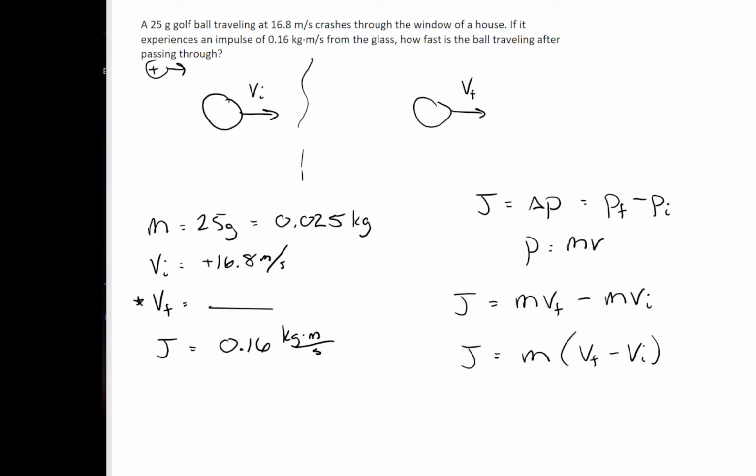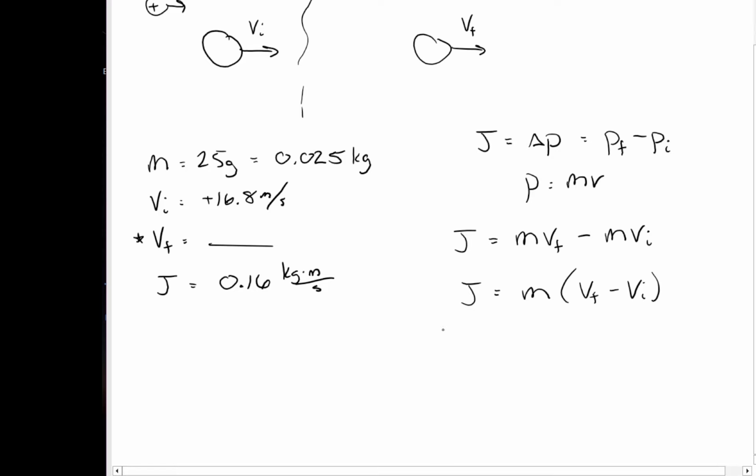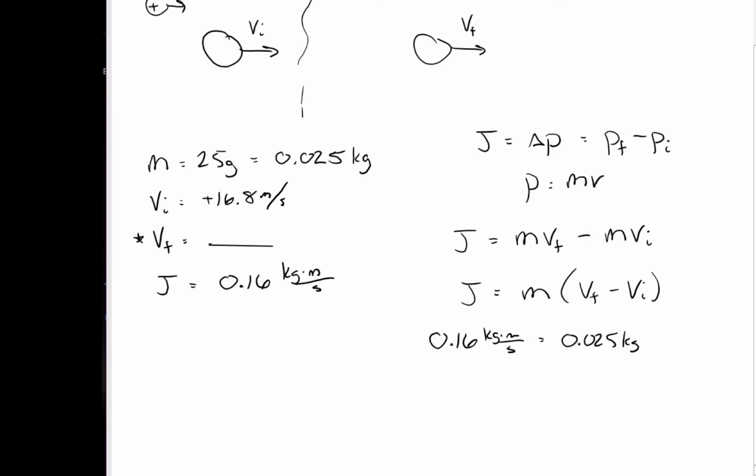It's another way to do that here. So you have all these different variations here. We just do a little algebra. You can reorient what we have here. And we know the amount of change in momentum, J, is 0.16. I'm going to put the units in here. I'll show you how they all work out. Kilogram meter per second. On the right side, we have our mass of 0.025 kilograms. And we have our two velocities. Our final velocity we don't know. And we'll subtract the initial velocity of 16.8 meters per second.